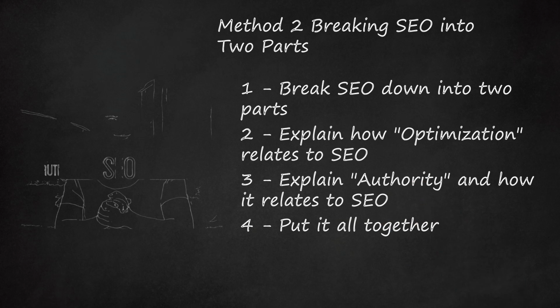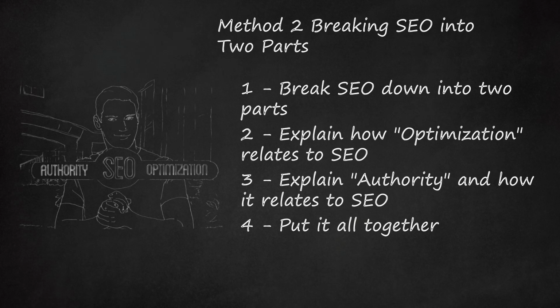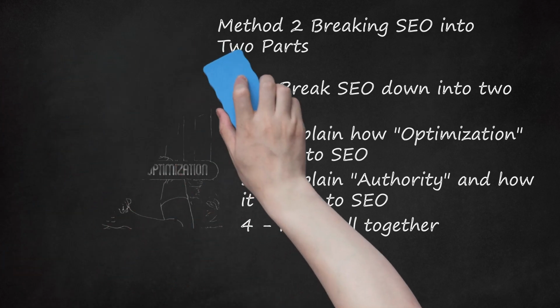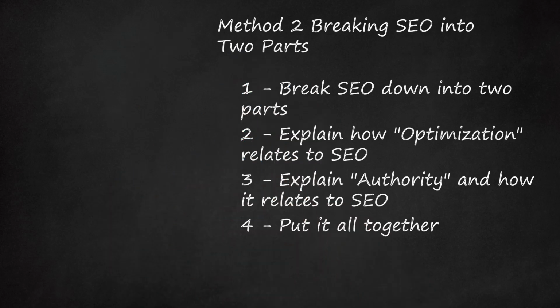After you have broken down SEO into optimization and authority, you want to repeat all that you have said in a shorter form. SEO is two things: allowing search engines to display your website when people search for it, and convincing search engines to place it before other sites in the results.